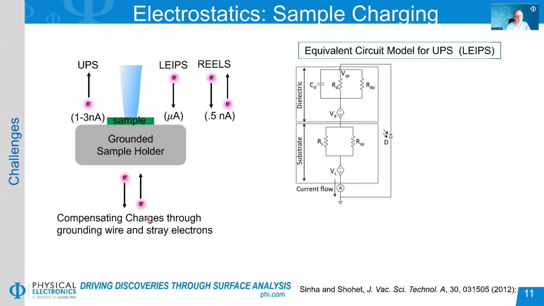And basically what they do is they model the components of their system as equivalent circuit diagrams with resistors, capacitors, voltage sources, current flow, and a photodiode for the UV source. They were modeling this for UPS. The exact same diagram would apply for LEIPS, but instead of photons coming in, we have electrons.